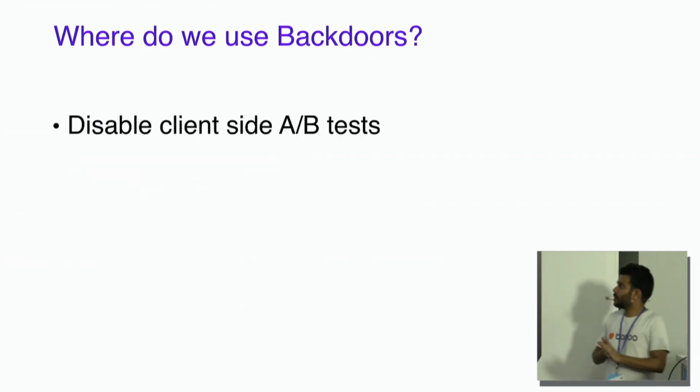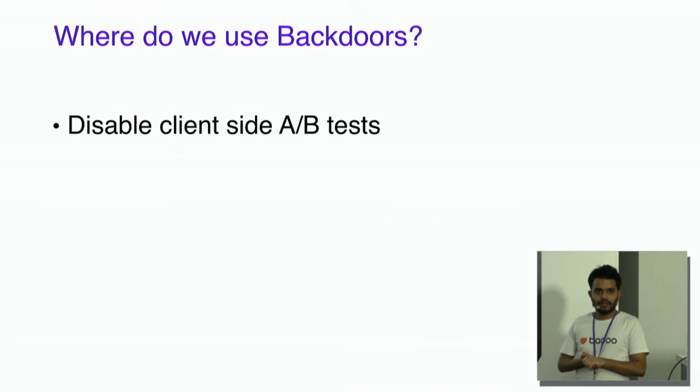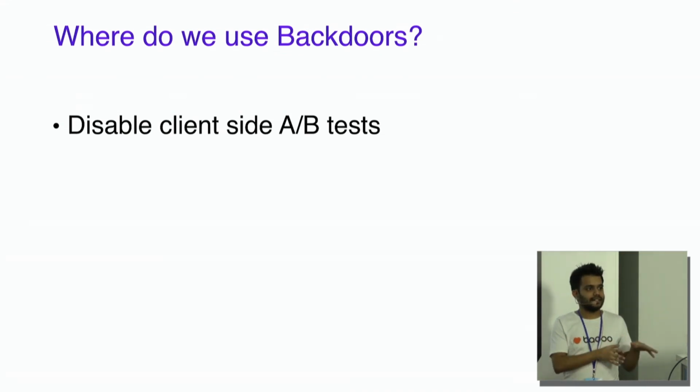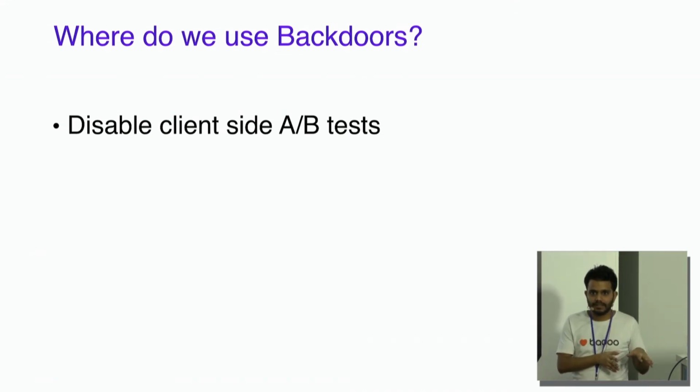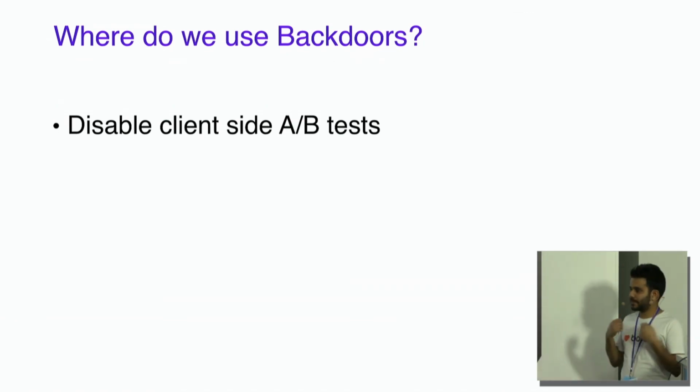And at Badoo we do a lot of A/B testing. The A/B tests which are client side, or which are controlled by the device, might make the tests flaky if we do not set a particular variant of the A/B test, or if we do not disable them. So we expose a backdoor which selects a particular variant of the A/B test, and our tests are more predictable then.